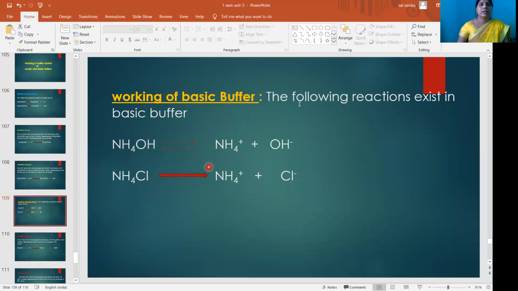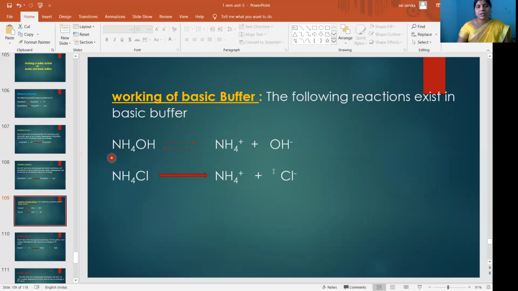Next, the working of a basic buffer. What happens in a basic buffer if you add acid or base? Why is the pH value not changing? We will see here. For the basic buffer we are taking a mixture of NH4OH and NH4Cl. The following reactions exist in the basic buffer. NH4OH splits as NH4 plus and OH minus, and NH4Cl splits as NH4 plus and Cl minus.